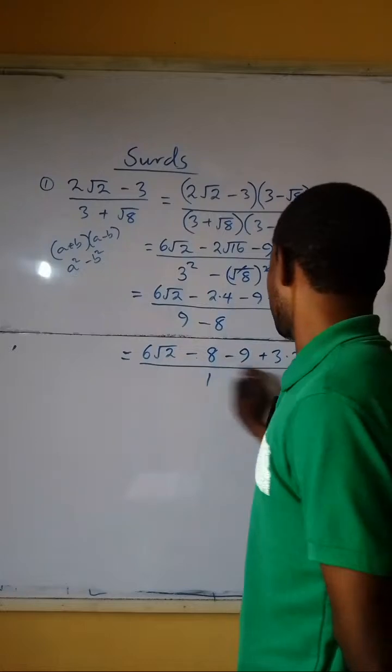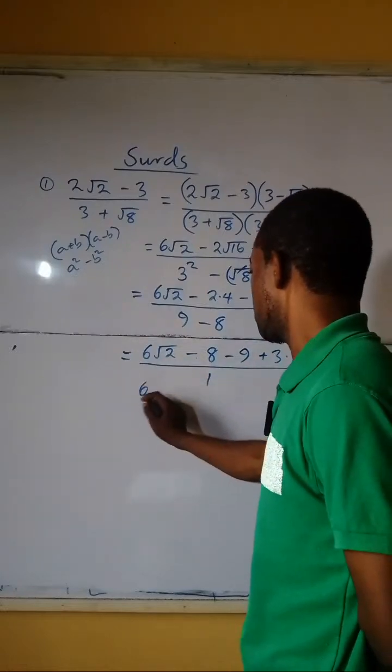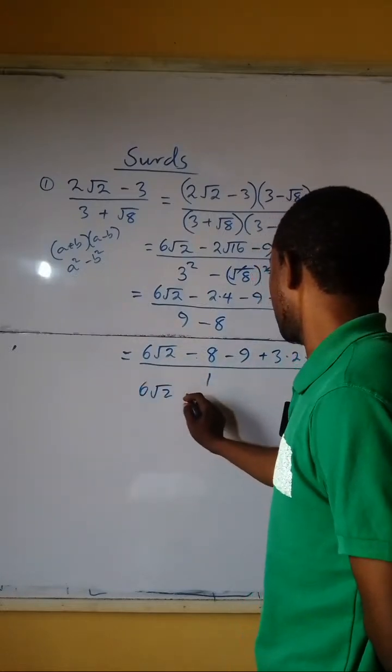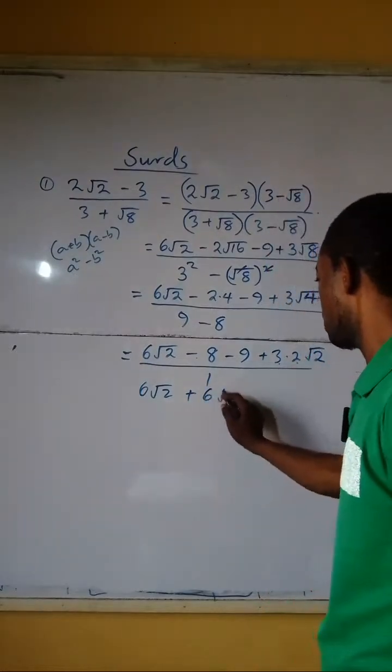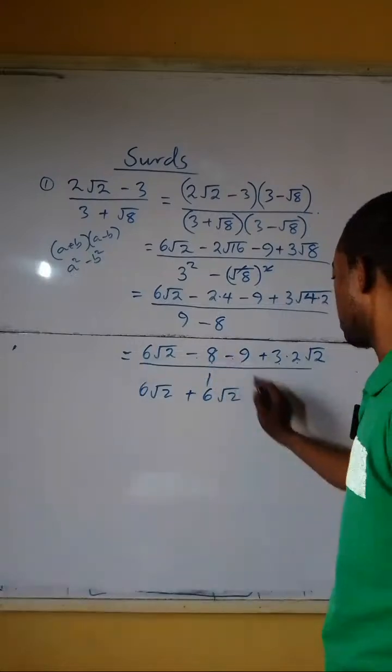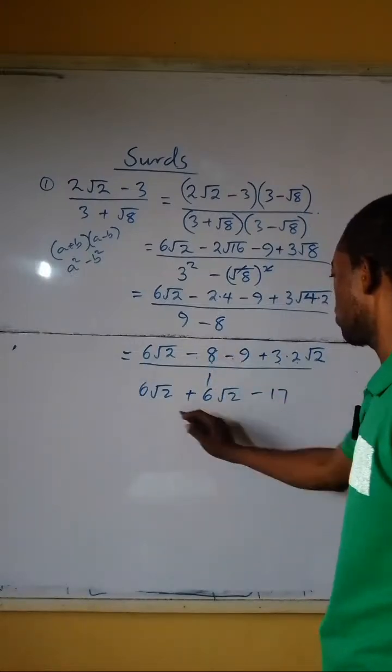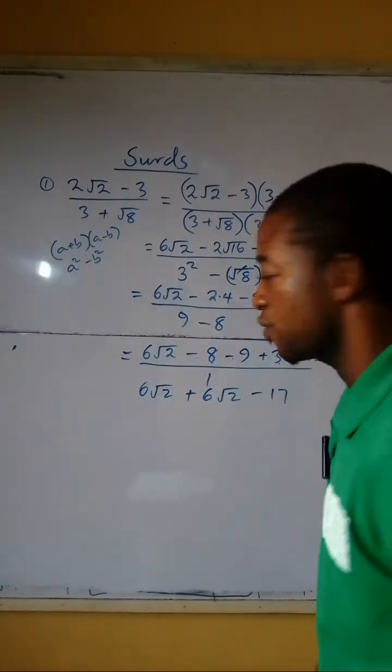Then we can bring root 2 together. So here we have 6 root 2, then plus also here, 3 times 2, that's 6. That's also 6 root 2 here. Minus 8 minus 9, that's minus 17. Over 1 is the same thing as what we have.